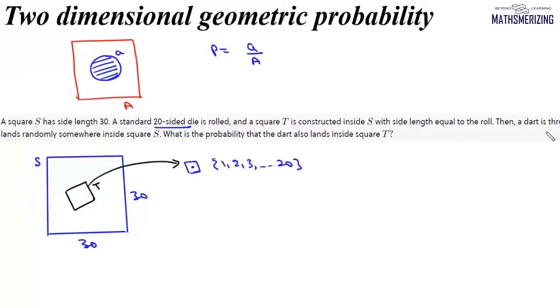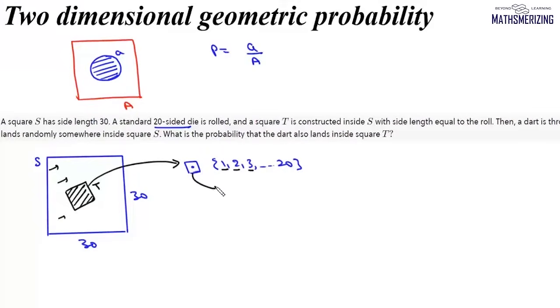Then it says a dart is thrown and it lands randomly somewhere inside this square S. So when a dart is thrown, it will land somewhere inside this square S. So this is our sample space. Now we need to find the probability that the dart also lands inside this square T. So we have to find the probability that this dart lands inside this small square. Now the probability that this dart lands inside this square T depends on the area of this small square. And the area of the small square actually depends on the length of the side, which depends on the number on this die.